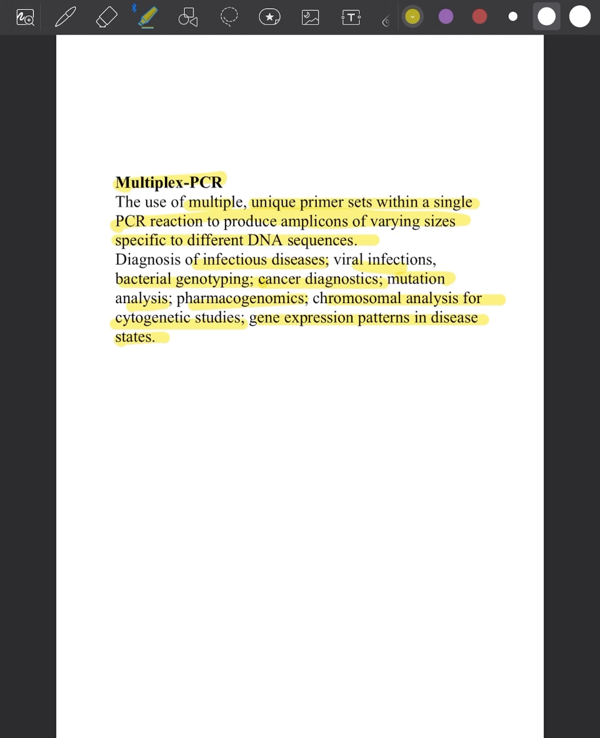So when we write this essay, it is important to mainly write about the steps and the clinical applications of PCR. For the other types of PCR, mentioning the name is sufficient.